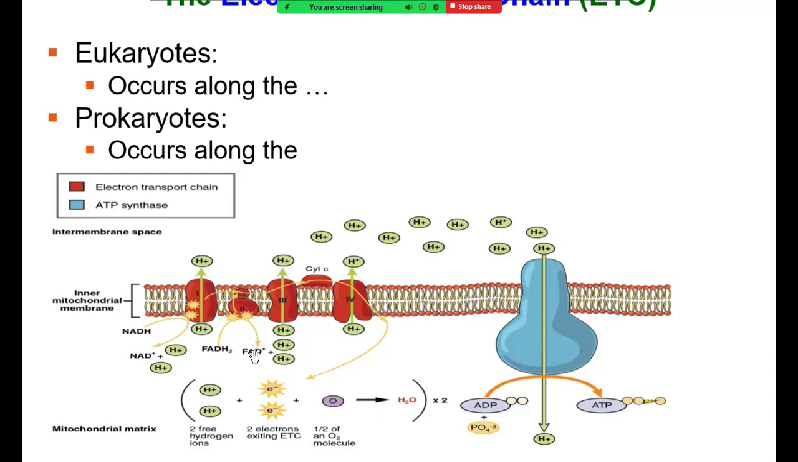The electrons and the hydrogen ions combine with oxygen to make water in the electron transport chain. Any question about any of that?